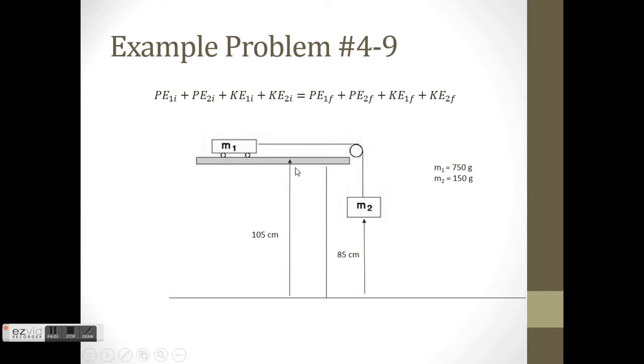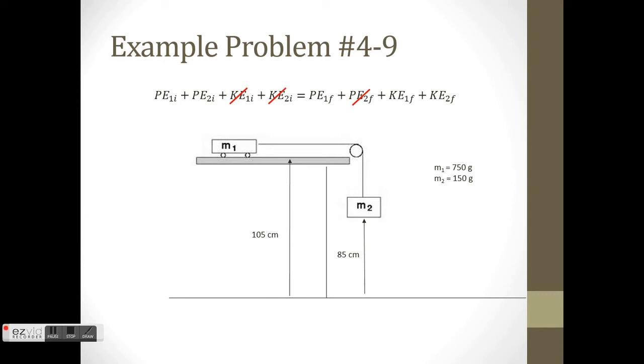So there's a few things that we can say are true that can cancel out. First thing that I can cancel out are the things that are going to be equal to 0. The system starts at rest. Kinetic energy of both 1 and 2 initially is 0. And if block 2 hits the ground, the potential energy of block 2 final is 0.